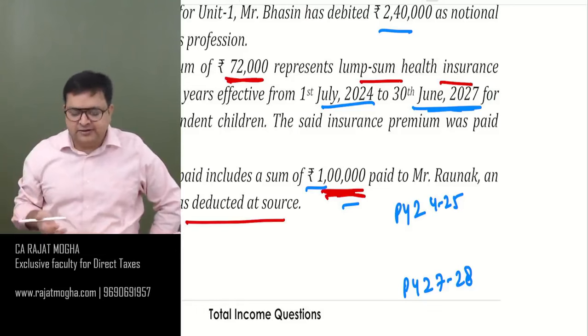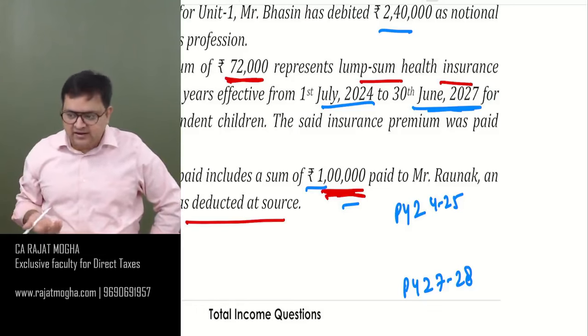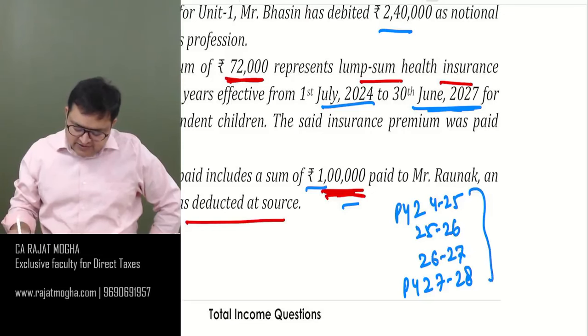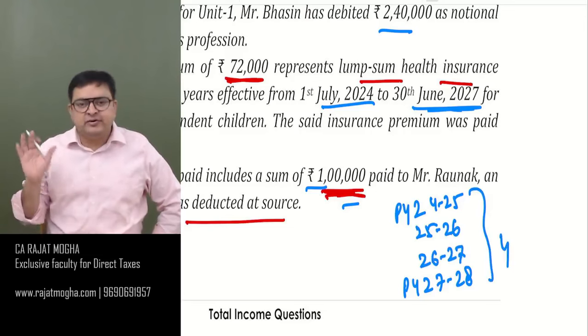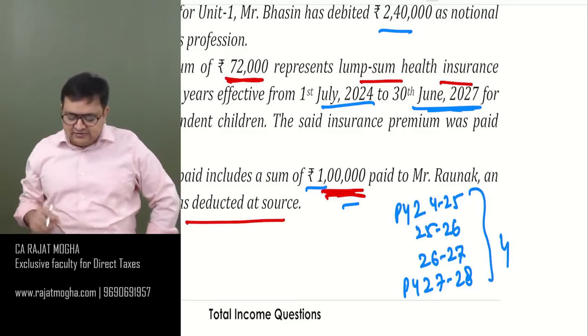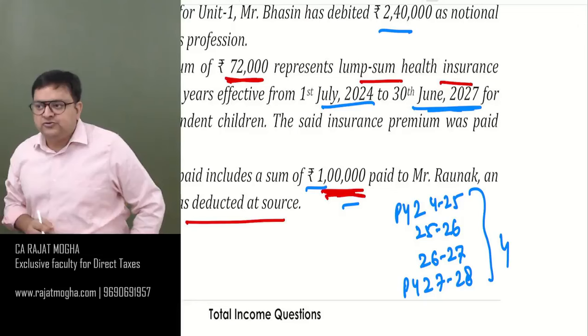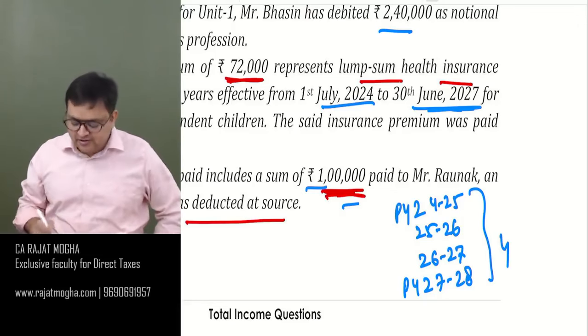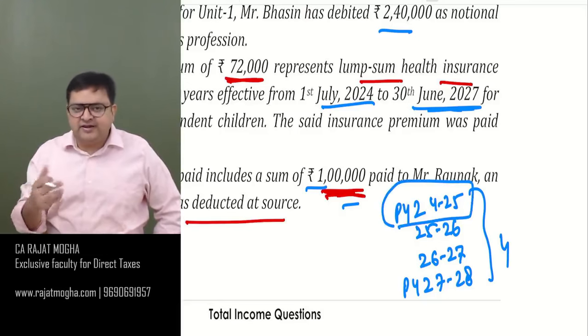And obviously, the previous years which come in between will also be considered. So 25-26, 26-27, 27-28. So it is actually 4 relevant previous years. Do you all remember? I talked about this. So it is 4 relevant previous years. So 72,000 should not be divided by 3, it should be divided by 4. So here I will take divided by 4. 72,000 divided by 4 is 18,000.